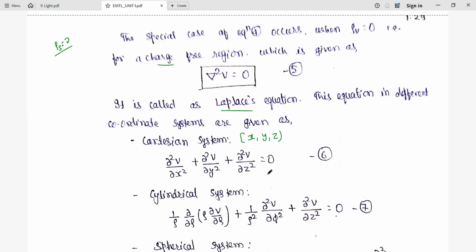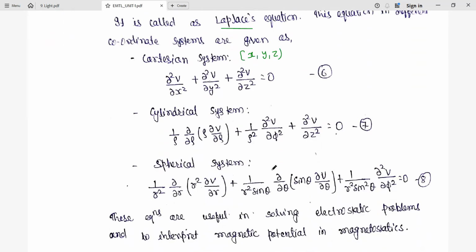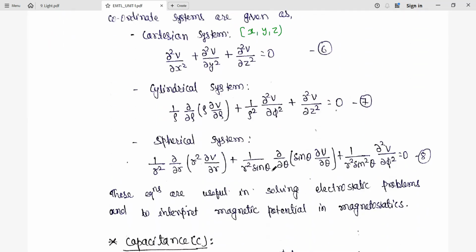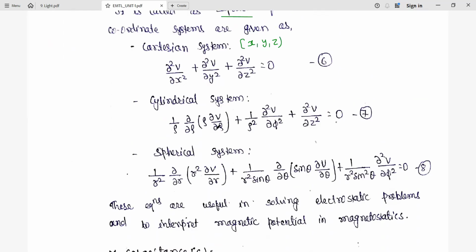Plus ∂²V/∂z². So this is for the Cartesian coordinates. Similarly, we have the discussion for the cylindrical coordinates as well as spherical coordinates. In the cylindrical coordinate system, we have variables ρ, φ, and z. ρ changes from 0 to infinity, φ from 0 to 2π, and z from minus infinity to plus infinity. In Cartesian coordinates, x, y, z all three change from minus infinity to plus infinity.